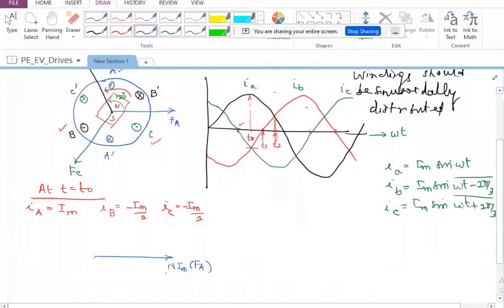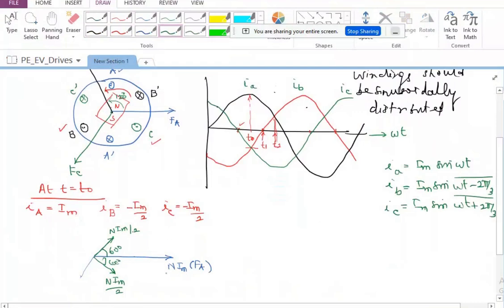So if it had been positive, FC would have been in this direction. But because it is negative, I have to just draw this with a 180 degree shift. So this is going to be N Im divided by 2. The same way here, I'm going to have this as N Im divided by 2. So the length has to be exactly half of whatever I'm looking at. And here the angle has to be 60 degrees. The same thing holds good for this also.